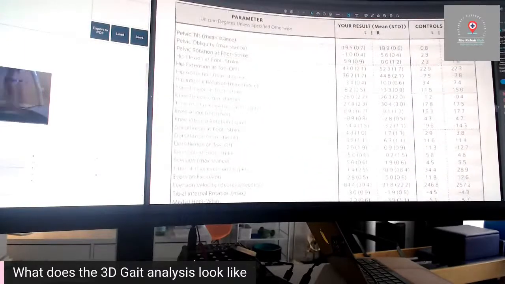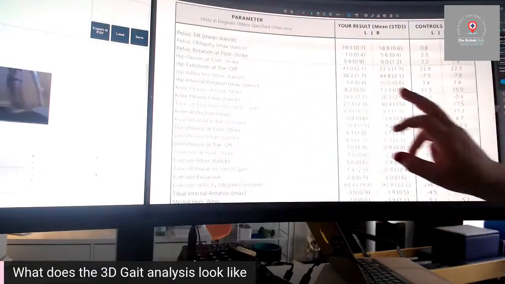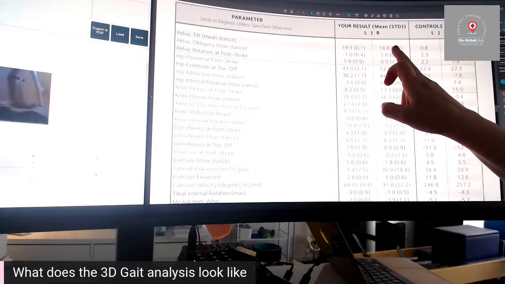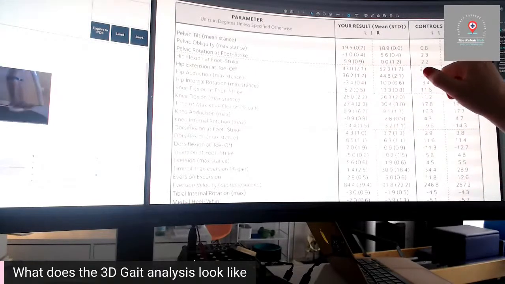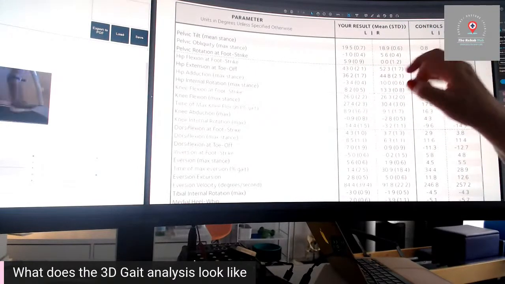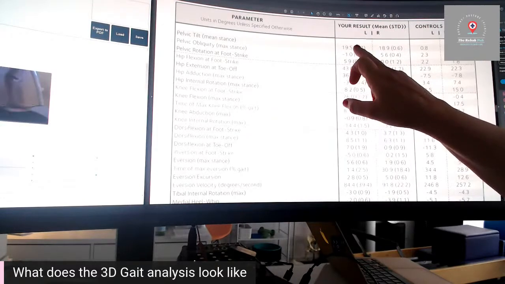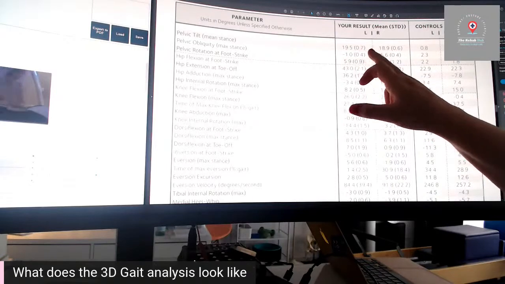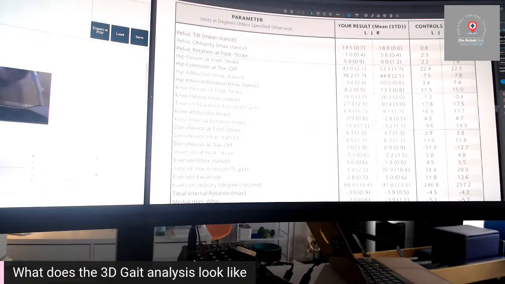So for those of us that love stats, looking at this, I can look at pelvic tilt, I can look at the patient's left side, the patient's right side, and then I can compare that against what the controls are. So for example, that patient's left side anterior, he's got a massive anterior pelvic tilt. His tilt is sitting at 19.5, and the mean is 0.8. So he's off the charts with how his pelvis is sitting.